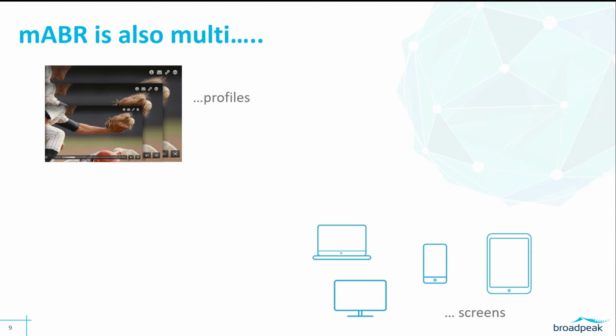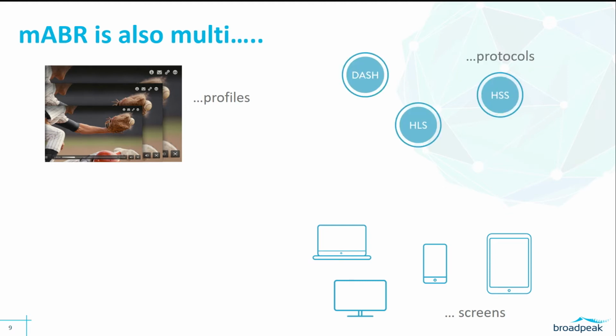We need to stay with these features, and we need to reach multiple devices and multiple screens: PCs, smartphones, tablets, connected TVs. All these screens that we target with ABR today, we still need to target with multicast ABR. For that, we need to handle all those protocols: DASH, HLS, Smooth Streaming, probably CMAF. We need to work with all these protocols to reach all the devices that we have right now in the market.